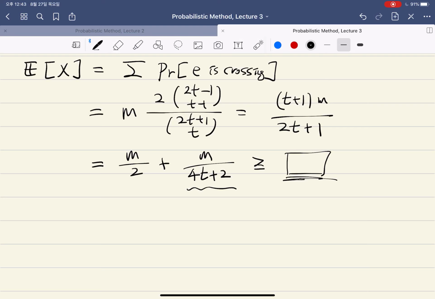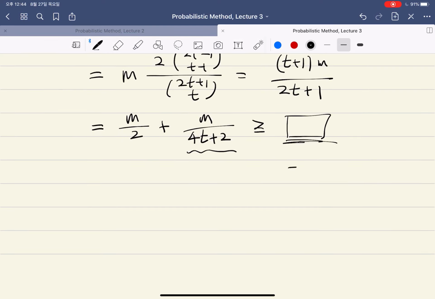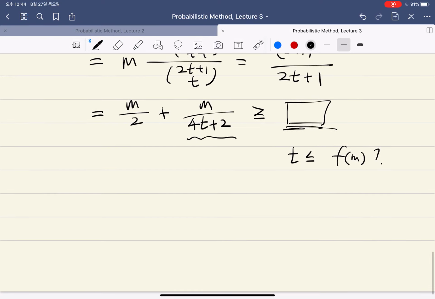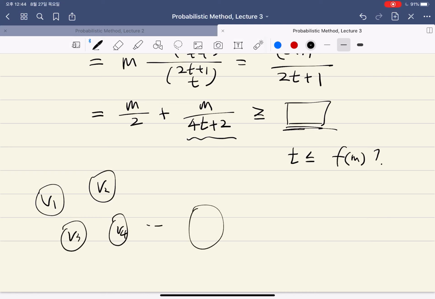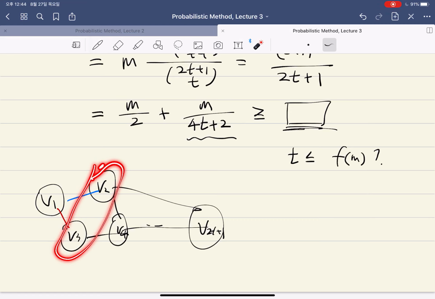So to minimize this, we want to find the upper bound of t in terms of m. So t is some expression in terms of m. But if you have an optimal coloring V1, V2, V3, V4, up to V_{2t+1}, there must be an edge between every pair. Because if there are no edges between these two, then we can take them together into one independent set. Then we get a coloring with one less color. So this contradicts the assumption that the original coloring was optimal.